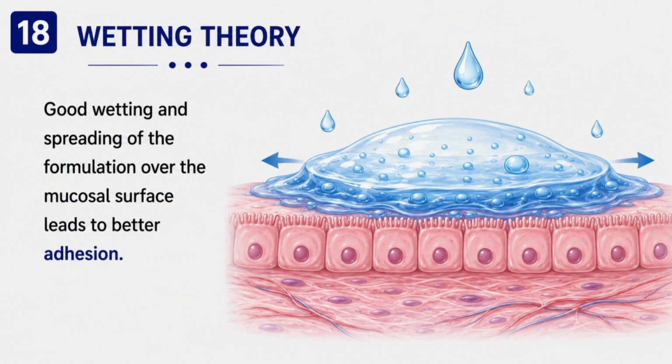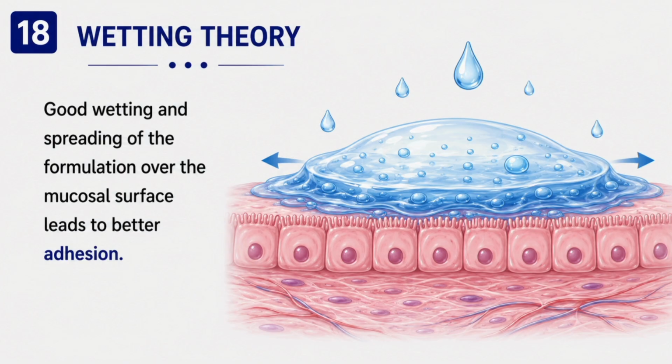Okay. So the first theory is the wetting theory. Wetting theory focuses on the ability of the formulation to spread over the mucosal surface. Think about a drop of water on a glass. Sometimes the drop spreads. Sometimes it remains as a rounded droplet. Better spreading means better surface contact here.